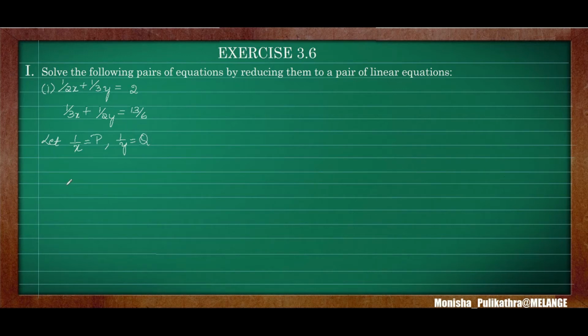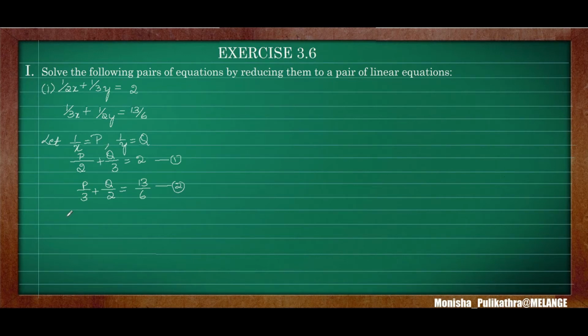The equation will become p by 2. Since 1 by x is p, p will be the numerator, and by 2 plus q by 3 is equal to 2. This will be the new equation. Again, p by 3 plus q by 2 is equal to 13 by 6. This will be the new equation. Again, we need to simplify it to the simplest form so that we can solve the equation clearly.